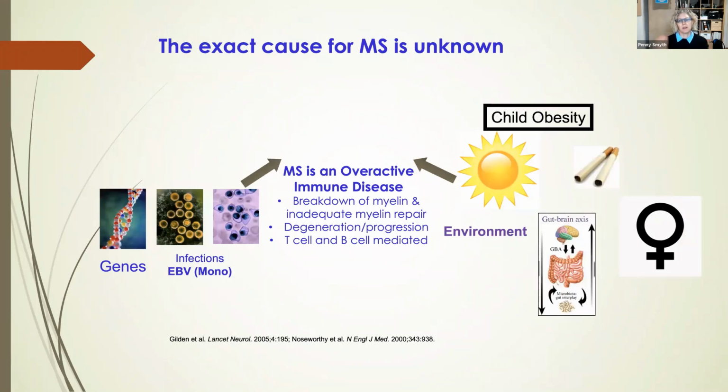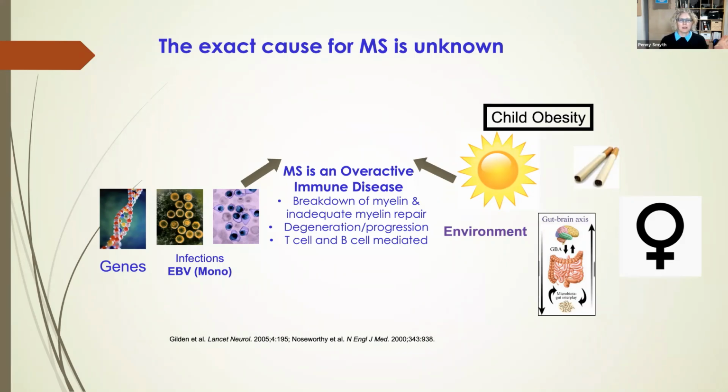Now, I'm not going to go into this in a lot of detail, except to acknowledge the fact that this MS is an overactive immune problem that has this breakdown of myelin, inadequate repair, and degeneration, and involves various parts of the immune system. The reason why this is important is this actually comprises the basis of how we approach our people with MS in terms of our therapies, in terms of keeping them well, and in terms of lifestyle strategies that we try to target to try and change the course of disease over time.